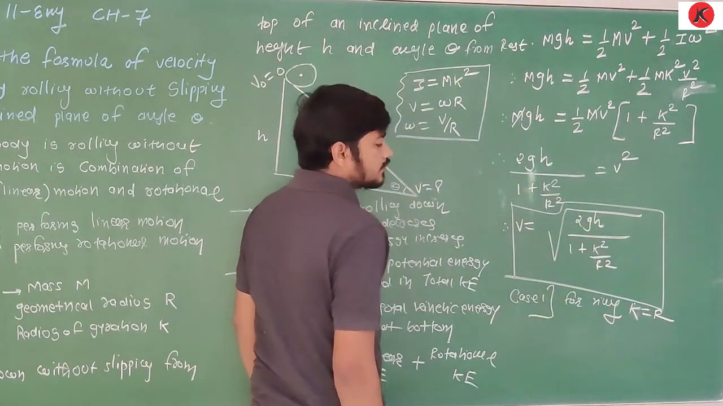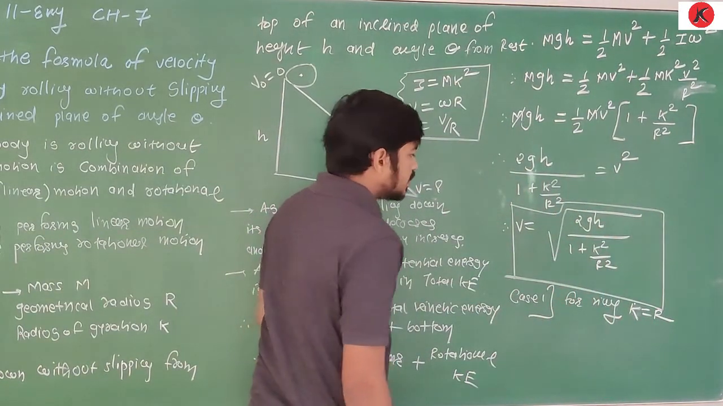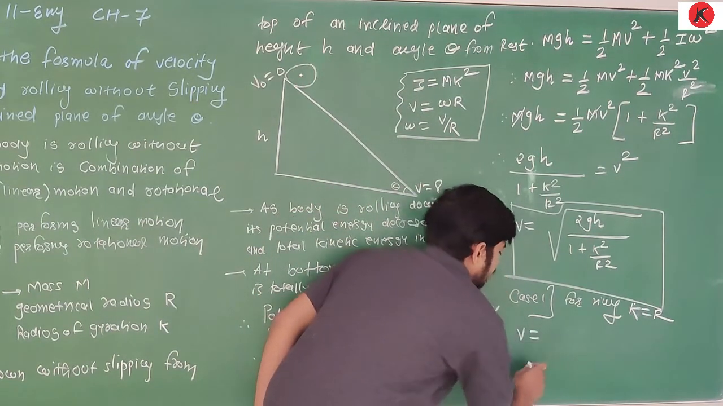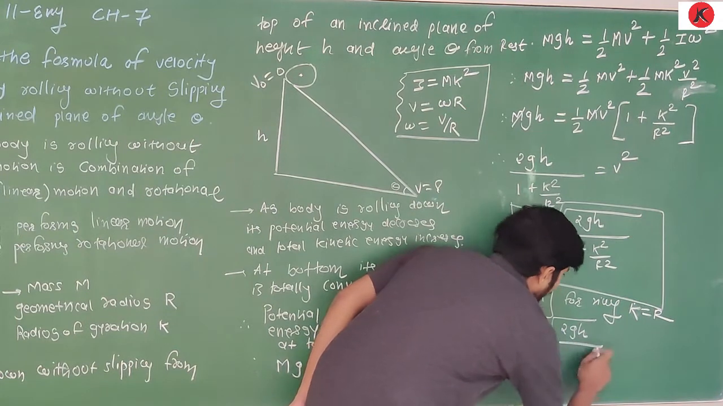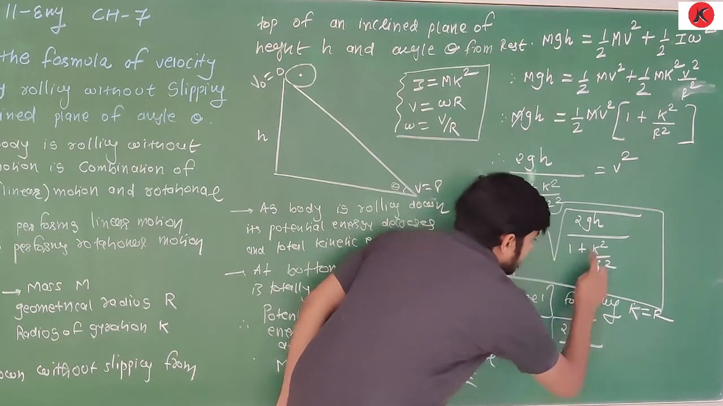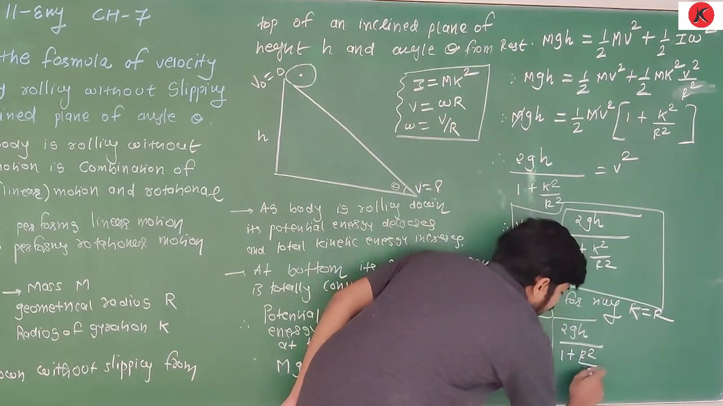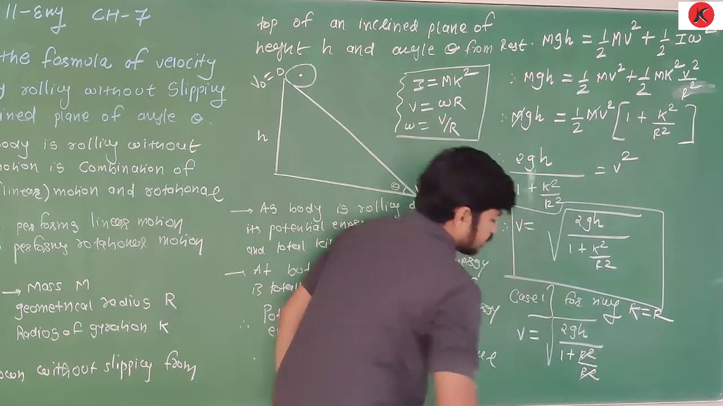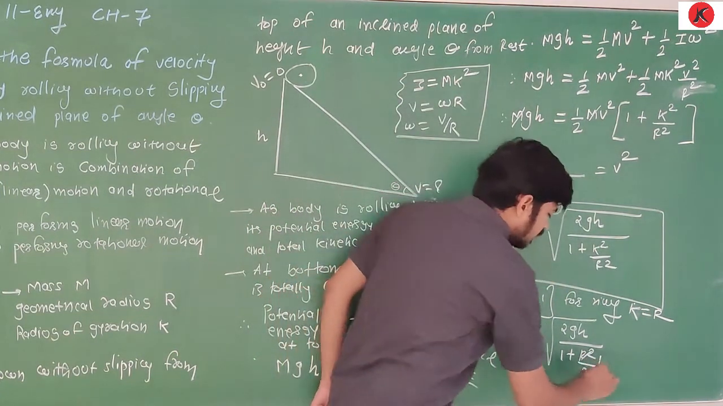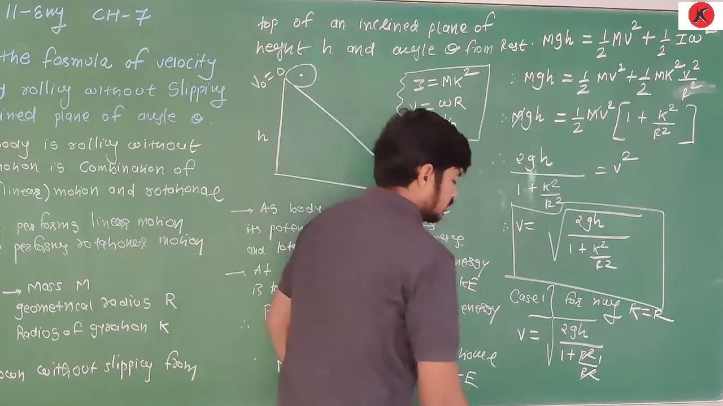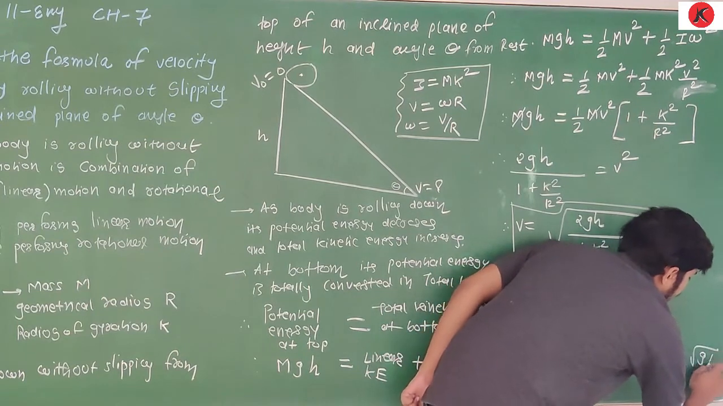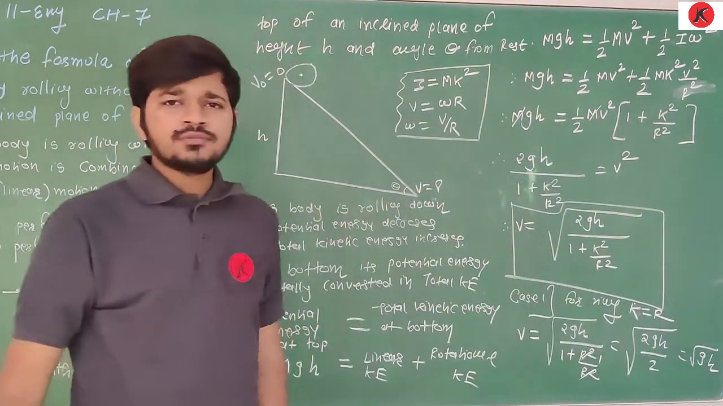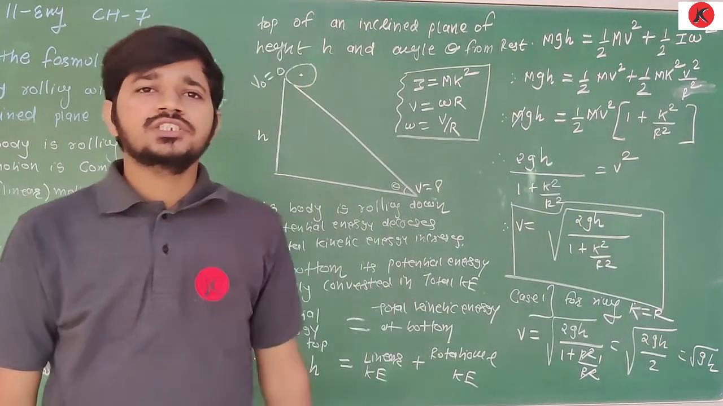So in the above equation, you have to put k is equal to r. Simple. So what happens? v is equal to under root 2gh upon (1 plus k replaced by r, so it is r square upon r square). So r square cut. It remains only 1. So 1 plus 1 becomes 2. So it is equal to under root 2gh upon 2. So it is under root gh. Simple. It is under root gh.